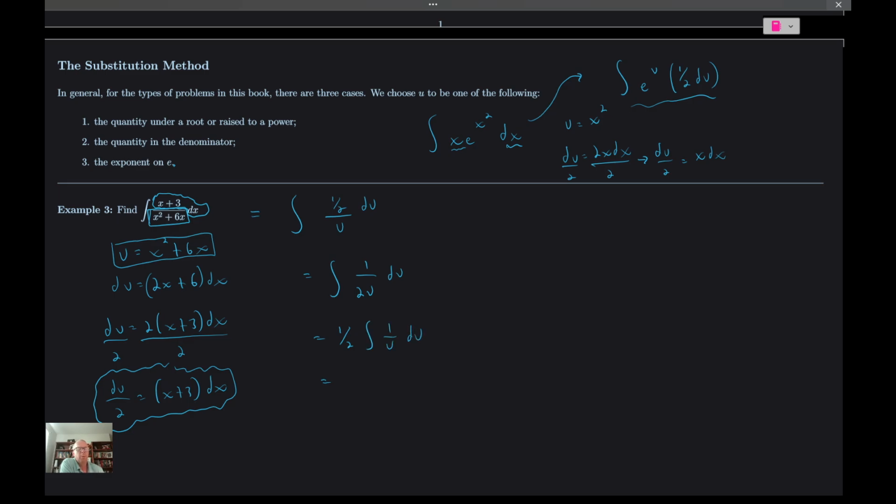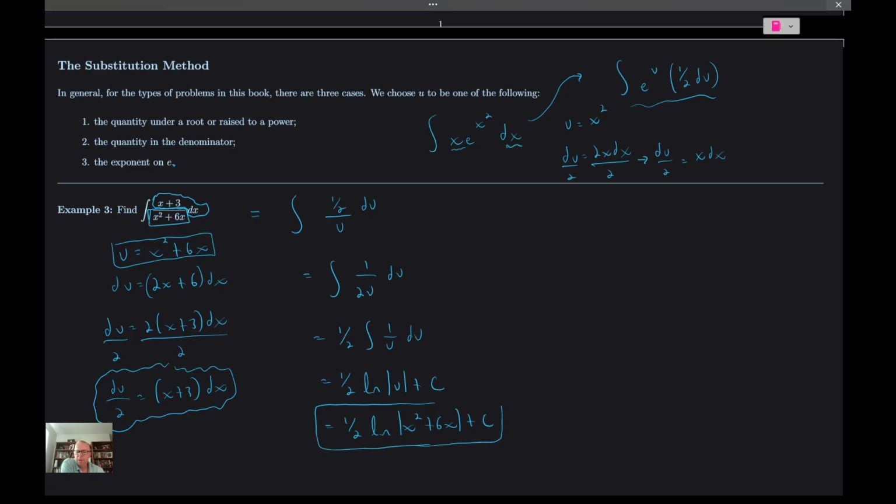Now we talked about the integral of 1 over u. That is just ln of u, ln of the absolute value of u, plus c. And then we can substitute. We get 1/2 ln of x squared plus 6x, plus c.